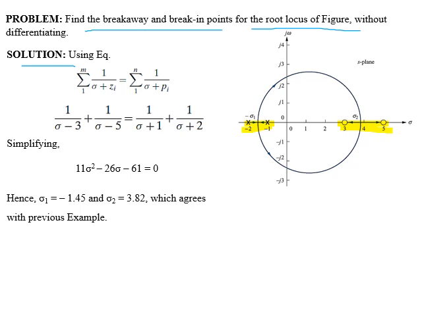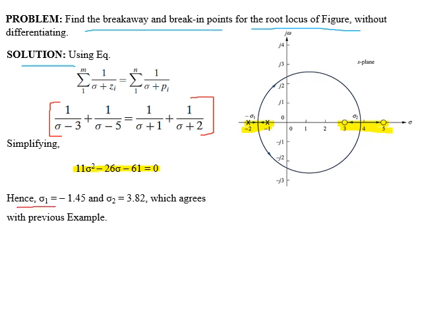Now substituting the values or locations of zeros and poles in the relation of the transition method, we obtain 1 over sigma minus 3 plus 1 over sigma minus 5 equal to 1 over sigma plus 1 plus 1 over sigma plus 2. Now simplifying the relation, we obtain 11 sigma square minus 26 sigma minus 61 equal to 0.